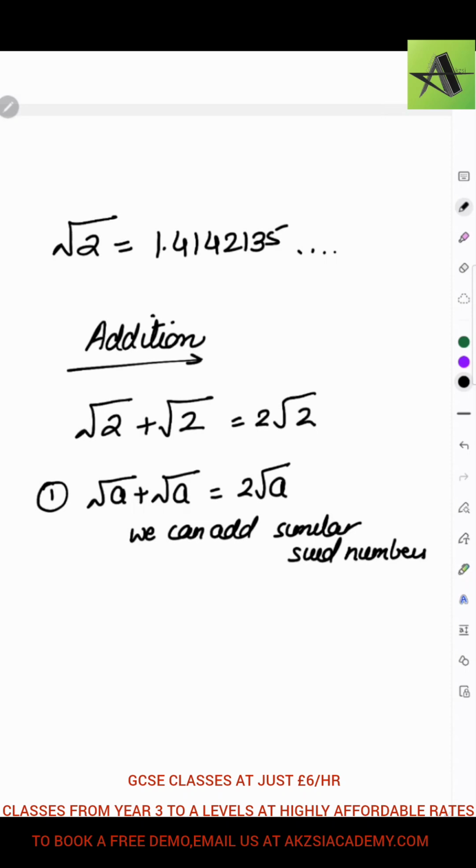Whereas if I have to add two different surd numbers, I can't do anything. For example, root 2 plus root 3. I can't do anything with this. These are two entirely different surd numbers. I can't add them, so it's just root 2 plus root 3, that's it.